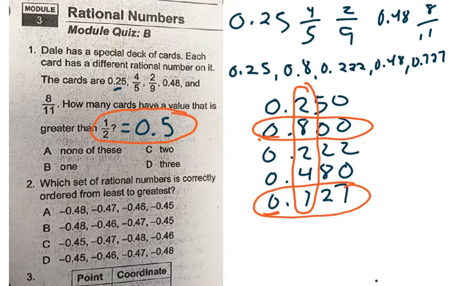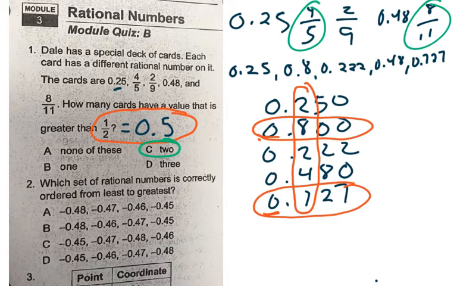So they want to know how many cards are greater than 1/2. The answer is going to be C, 2, because 4 fifths and 8 elevenths is greater than 1/2. So there you have it.